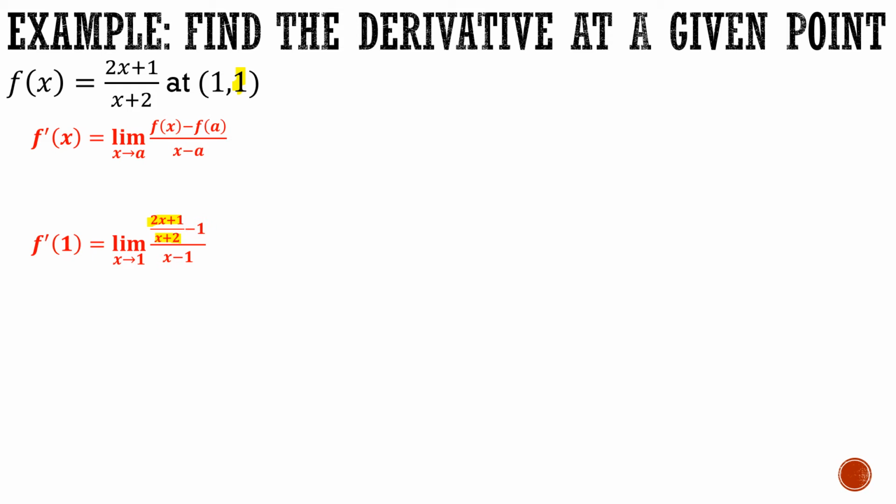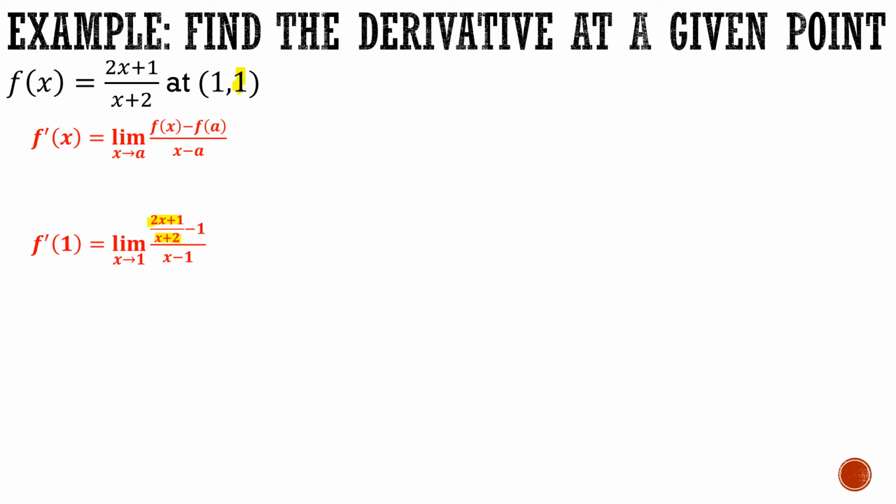And I can always test that. If I plug in 1, I get 2 times 1 plus 1 over 1 plus 2, which is 3 over 3, which is 1. So I have f of x minus 1 over x minus 1, because again, remember, your a value is whatever you're approaching. It's that 1. It's the x value of the point.